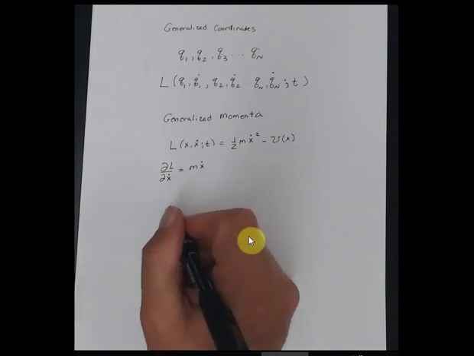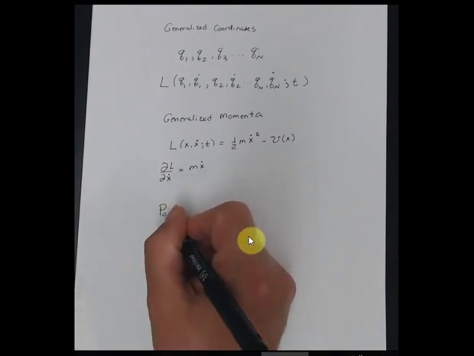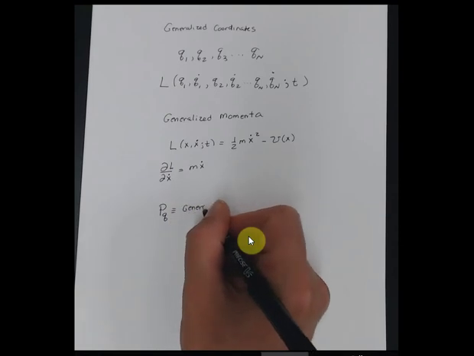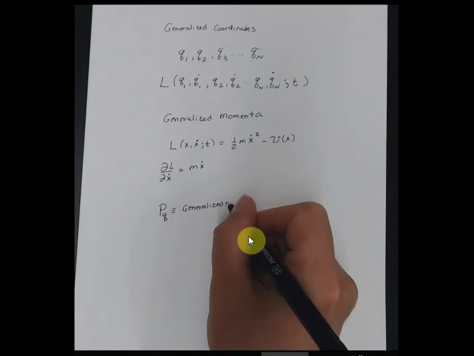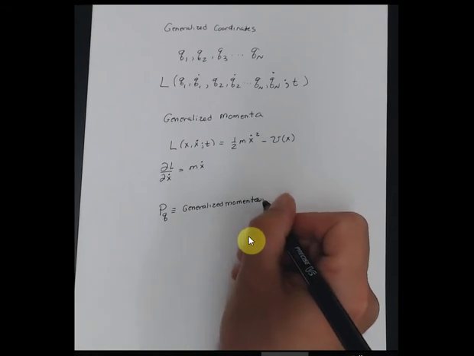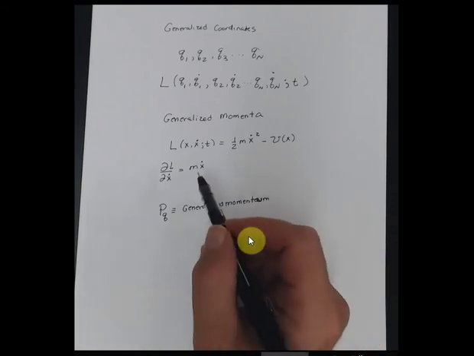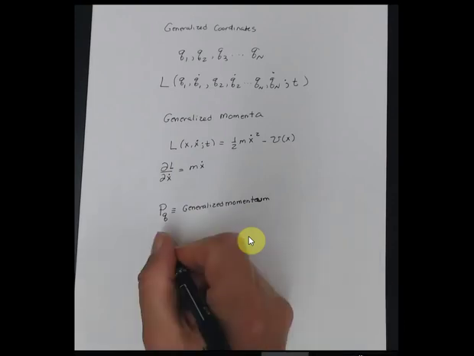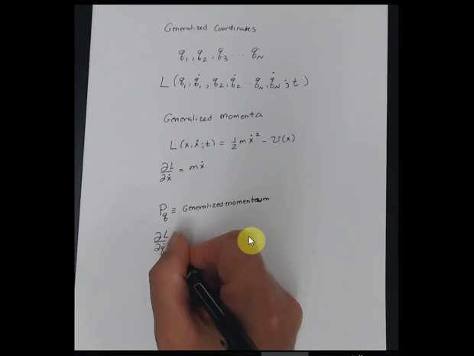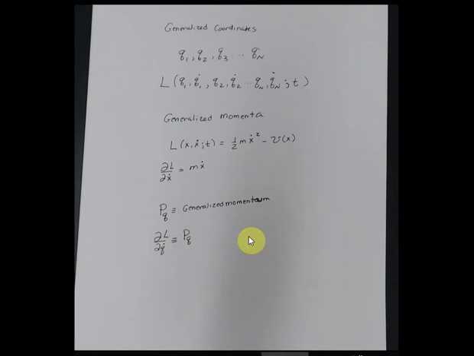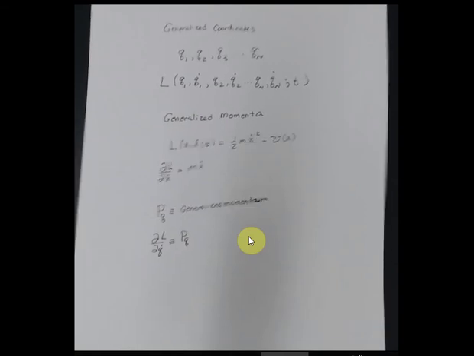So in fact, we're going to define P sub q as the generalized momentum. It doesn't mean it has the same units as linear momentum, as you'll see in a little bit here. So then, if we take dL/dq dot, that is equal to P_q. So that's our generalized momentum.